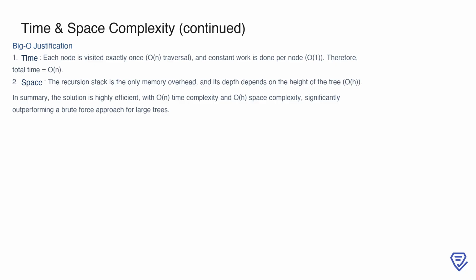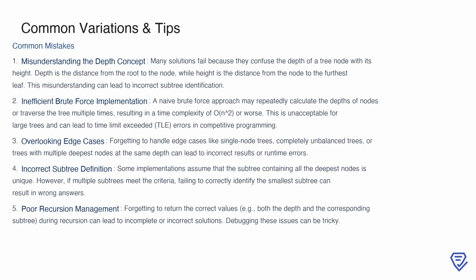This makes the solution both time and space efficient, especially when compared to less optimized approaches, and it performs well even with larger trees. When solving this problem, there are several common mistakes to watch out for. First, it's important to clearly understand the difference between depth and height. Depth refers to the distance of a node from the root, while height measures the distance from a node to its furthest leaf. Confusing these two concepts can lead to errors in identifying the correct subtree.